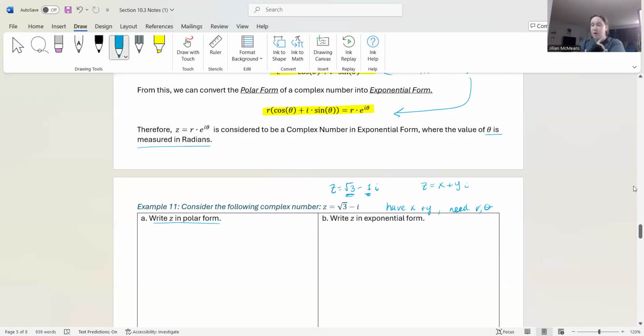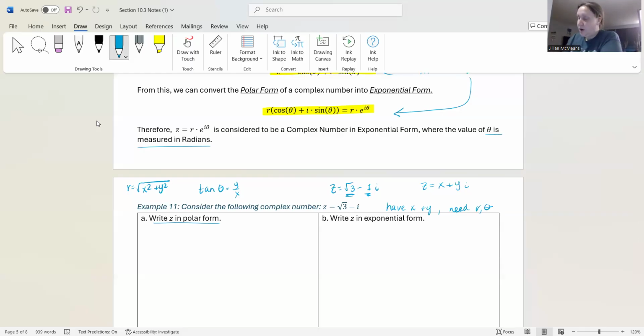We need to remember that r is equal to the square root of x squared plus y squared. And then we need to remember that tangent of theta equals y over x. That's how we find our r and how we find our theta from something that's in rectangular form. Okay, so let's talk about r.